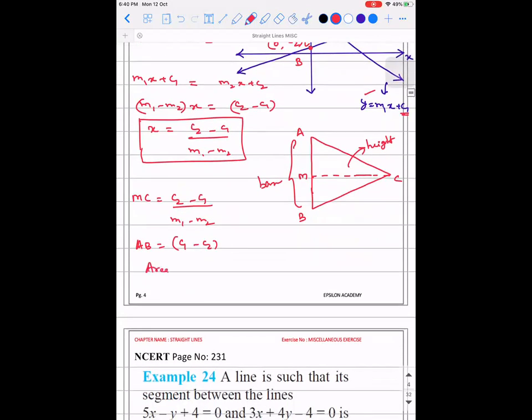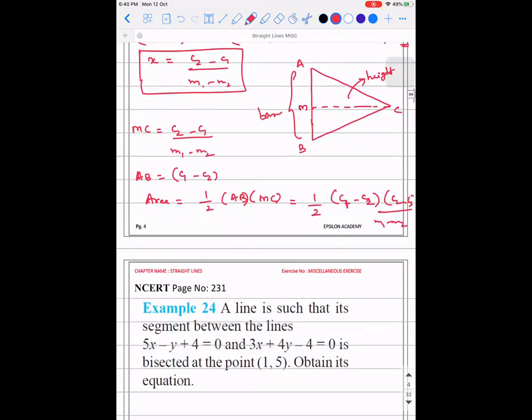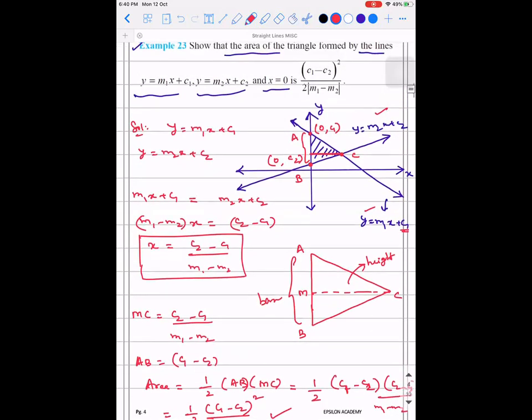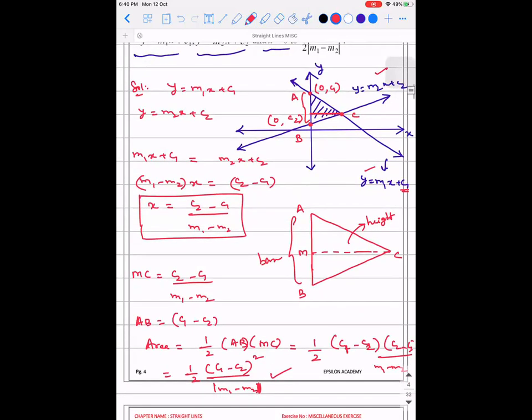So area will be half into base, that is AB, into MC. So half into (c1 - c2) into (c2 - c1) divided by (m1 - m2). So since area has to be positive, we can write it as half into (c1 - c2)² divided by the modulus of (m1 - m2). So this will be the final answer. Did you understand what I did?